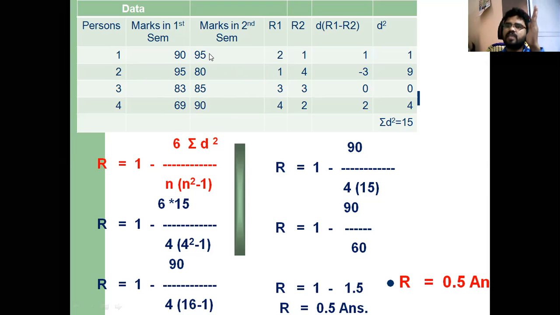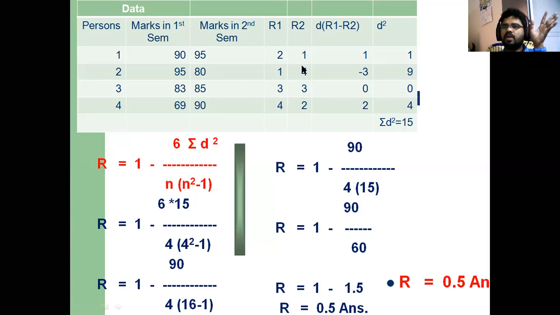So we need to give the ranks in the second semester also. In the second semester, who got the highest marks? The first person, so we have given the first rank to the first person. Then the fourth person got the second rank. Then 85, the third person got the third rank. And the second person has got 80 marks, so he got the fourth rank.